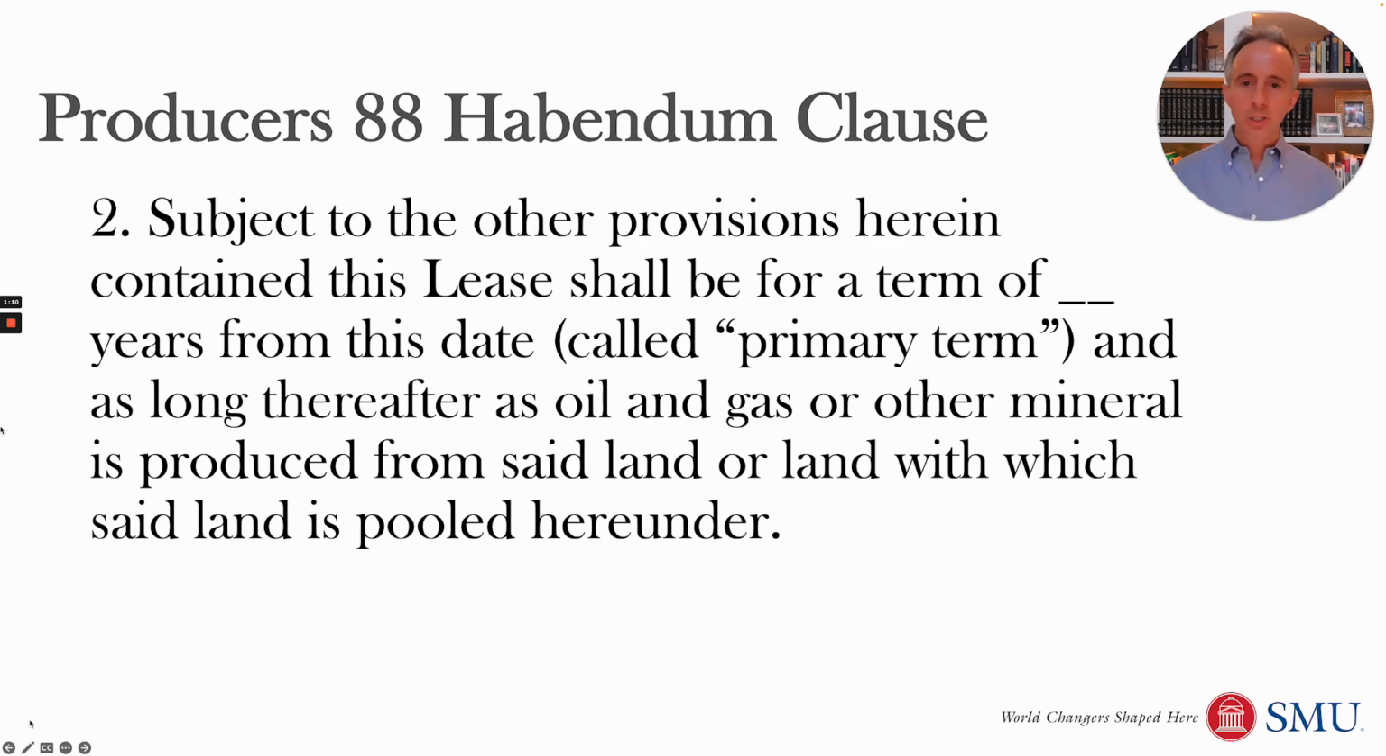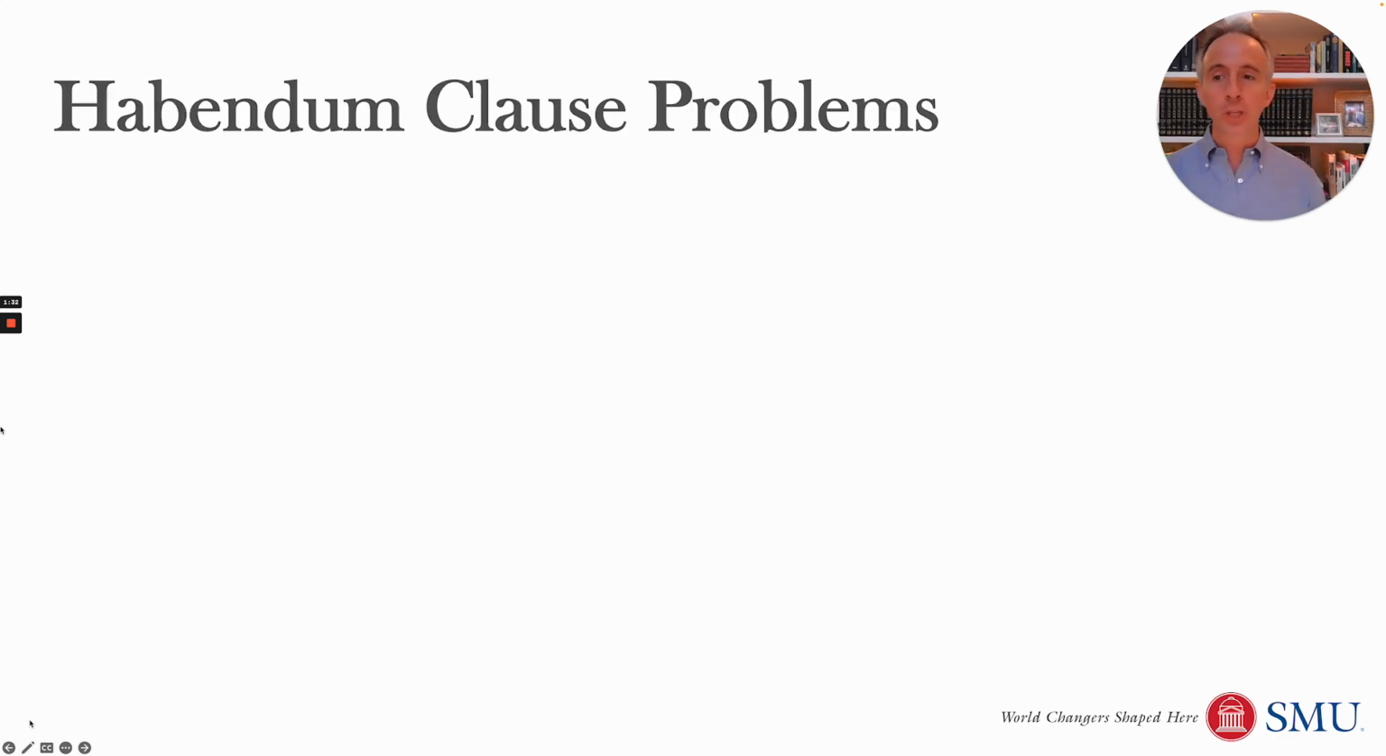All right, so here's that typical Habendum clause. As you can see, it's very short. Subject to the other provisions herein contained, this lease shall be for a term of 3 years, 4 years, 5 years from this date. That's called the primary term, and as long thereafter as oil and gas or other minerals are produced from said land or land with which said land is pooled hereunder.